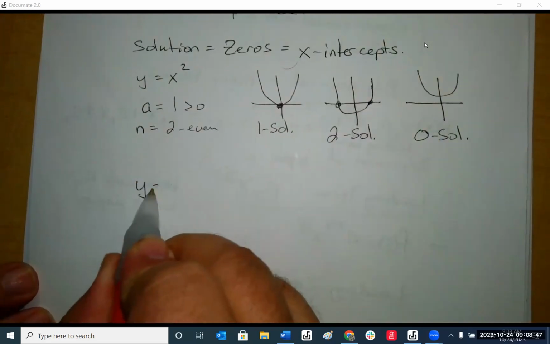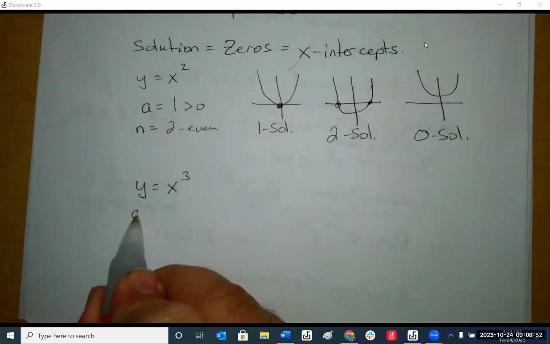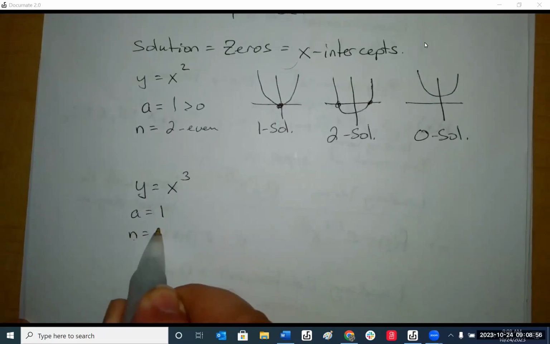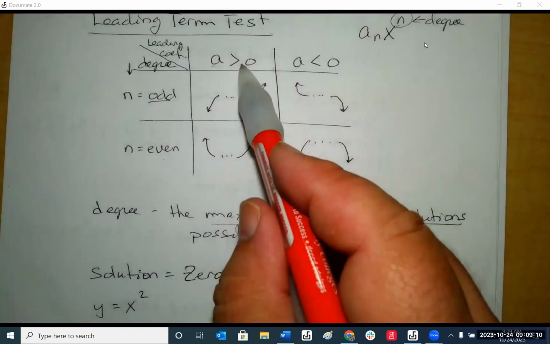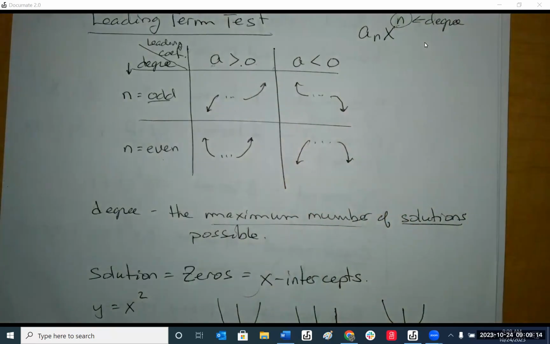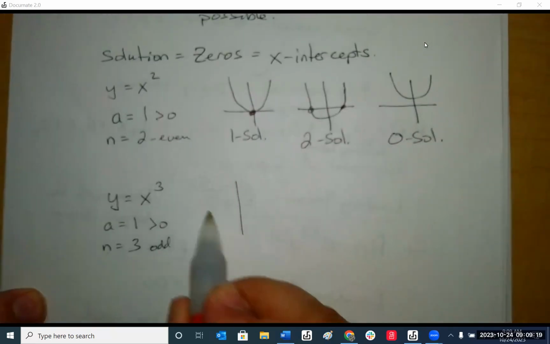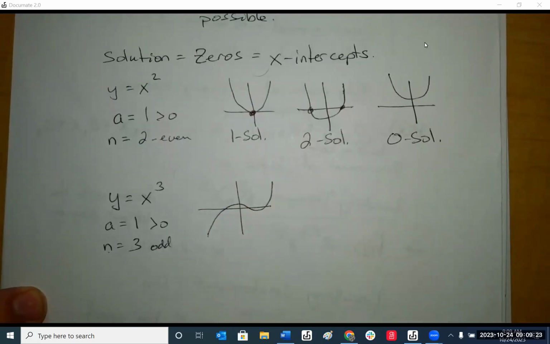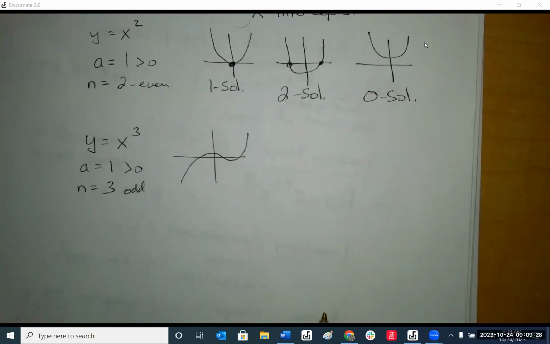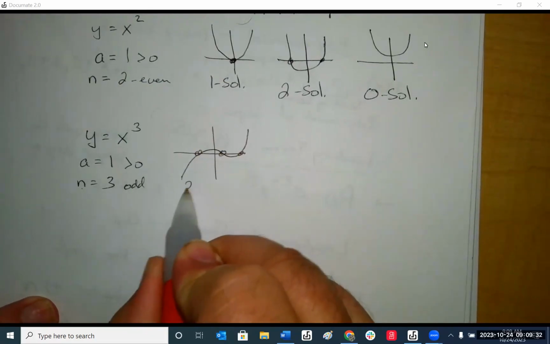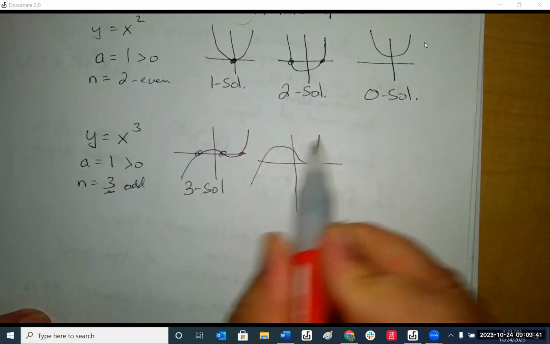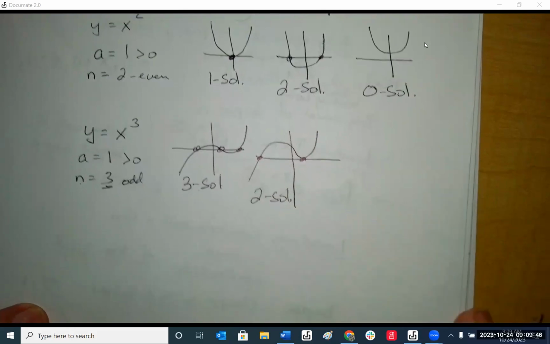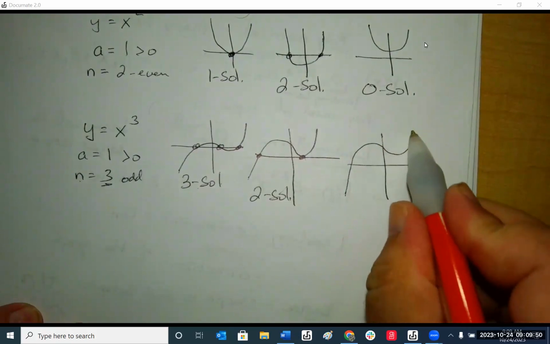And likewise, if we had that, A is 1, n is 3. So it's greater than 0, and this is odd. So look at our leading term test. Greater than 0 and odd, so our graph's going to look like this. It could look like this, where you have 1, 2, 3 solutions. Again, that's the n, 3 solutions. Or we can have 2 solutions. Or we can have 1 solution.